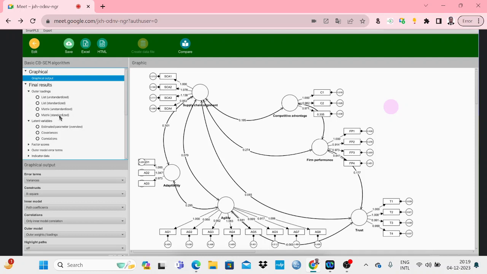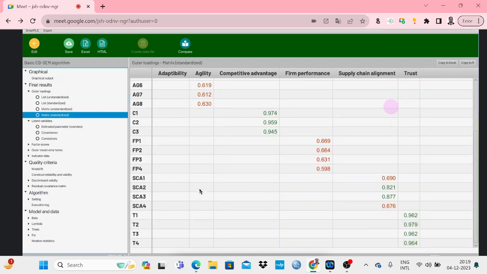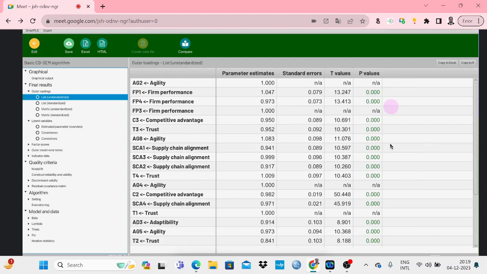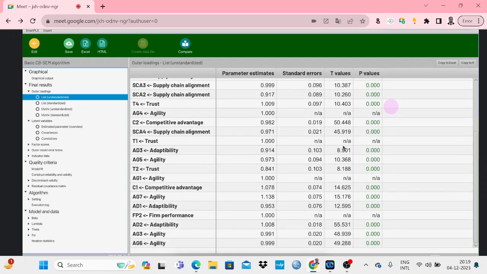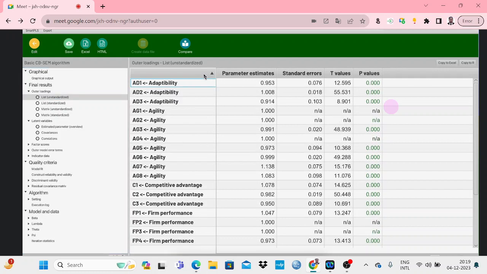If you look at the standardized estimate, you can see that there is no 1, because in the case of standardized, the mean is 0 and the standard deviation is 1. So that's why we report the standardized loadings only. We use the unstandardized loadings just to see whether all the loadings are statistically significant or not. As you can see, all these loadings are statistically significant.